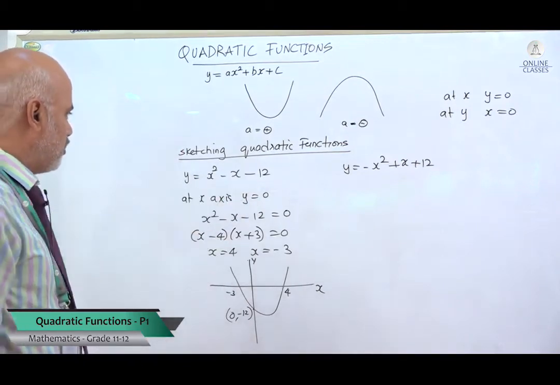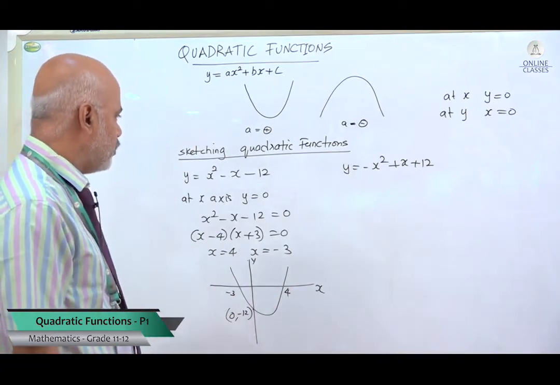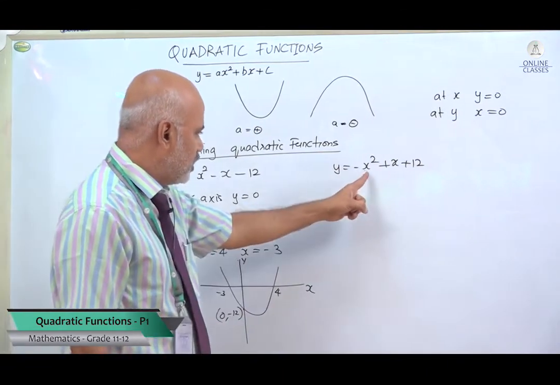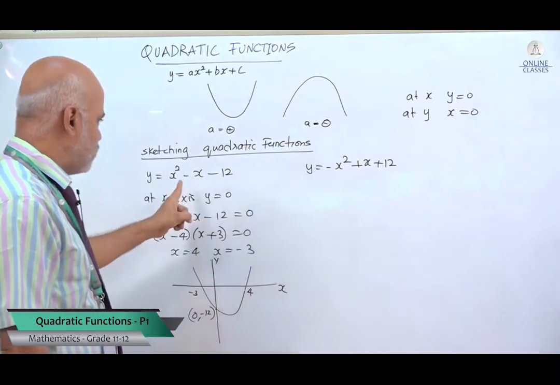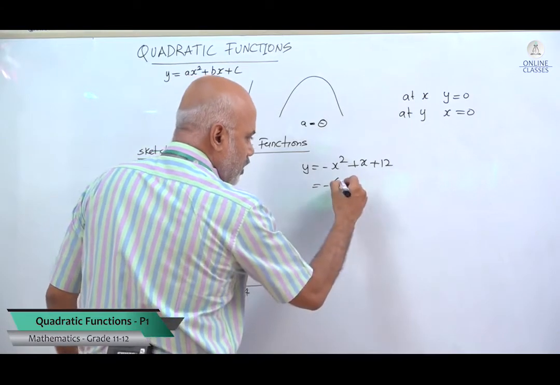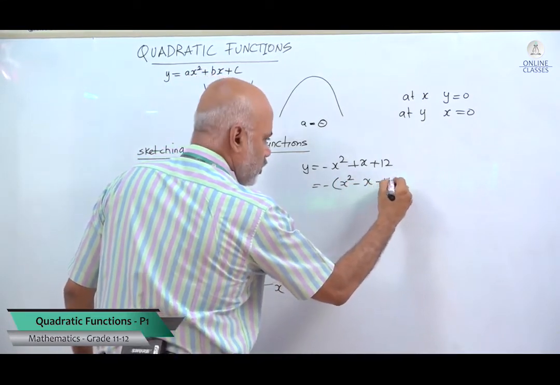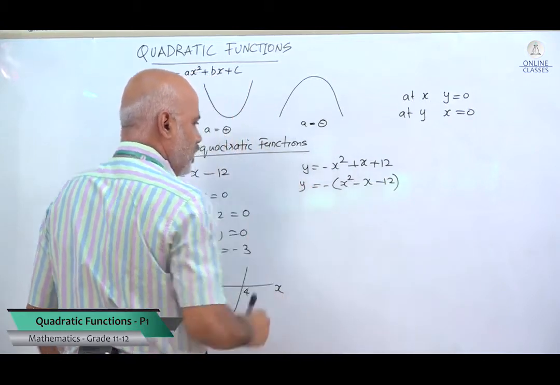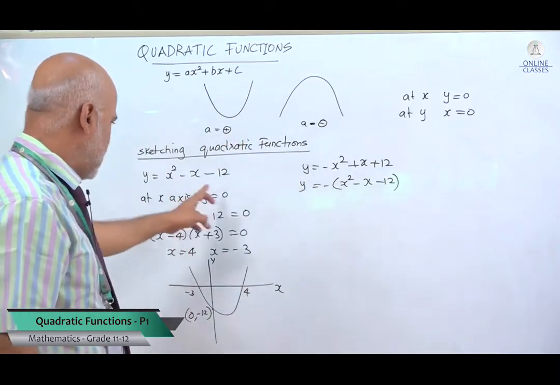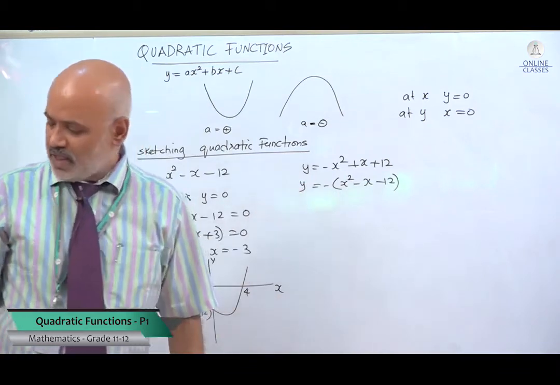Look at the next graph. Same numbers I used, but opposite sign. What do I mean by that? Here it is minus x square, here it is plus x square. If I take a minus outside, what happens? x square minus x minus 12, which is y. So the same numbers, only one negative sign is there.